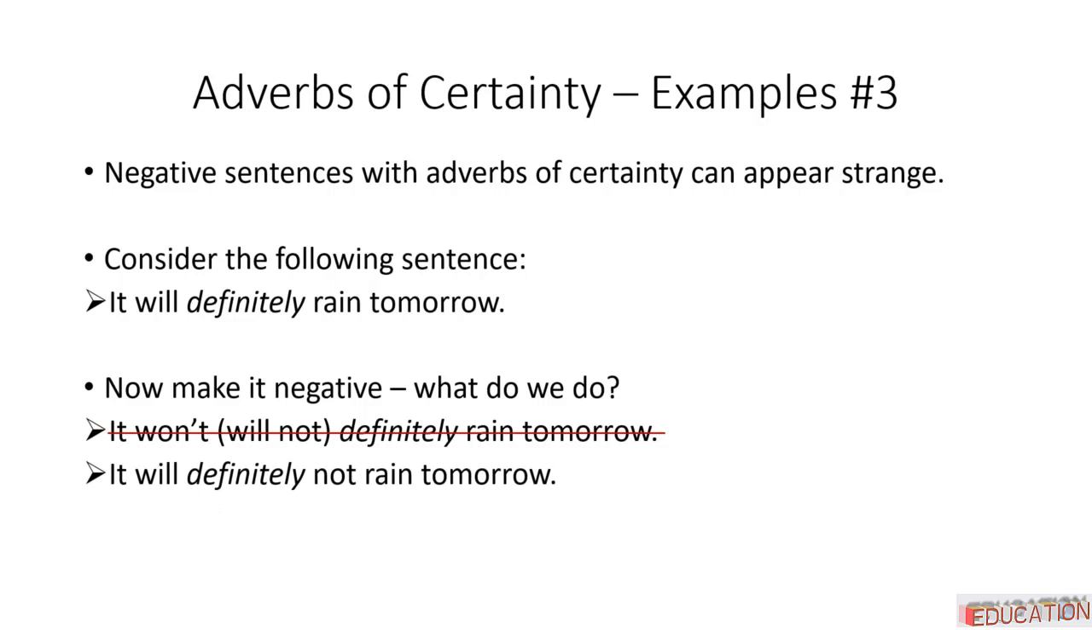The preferred and correct way would be to say, it will definitely not rain tomorrow. But what people will say, and people love their contractions, people often say, it definitely won't rain tomorrow, which seems to go a little bit against the sort of rules that we've just stated, but it is what people say, and it is what you will hear a lot.